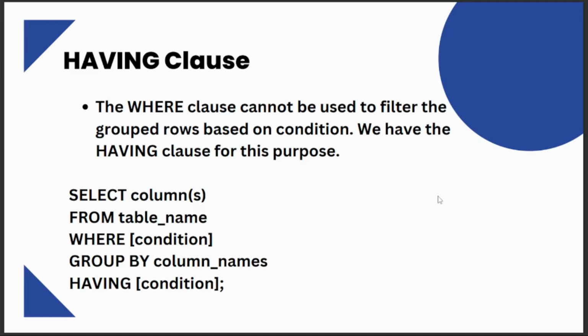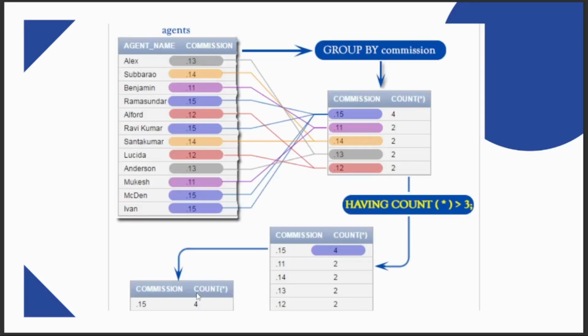Basically, we have seen the where clause, which is used to apply conditions to the entire query. But if you want to apply certain conditions on the grouped data, for that we have the having clause. We'll understand this deeply with an example. Before that, let's see the syntax. It is similar. Just after group by, you use having and the condition. Now let's see the example.